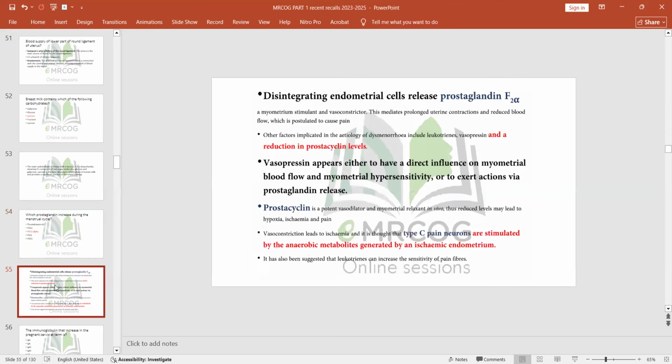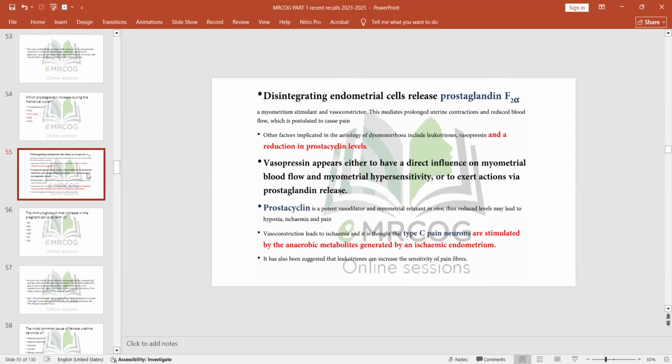Okay, excellent. So I got you also this one. If they asked you about which inflammatory mediator is reduced, this would be prostacyclin. Prostacyclin is a myometrial relaxant. So of course, when the levels are reduced during menses, we are going also to have painful menses.